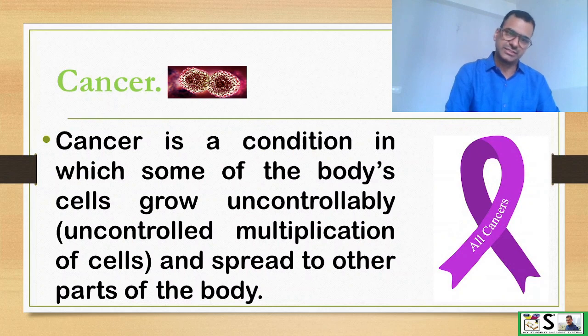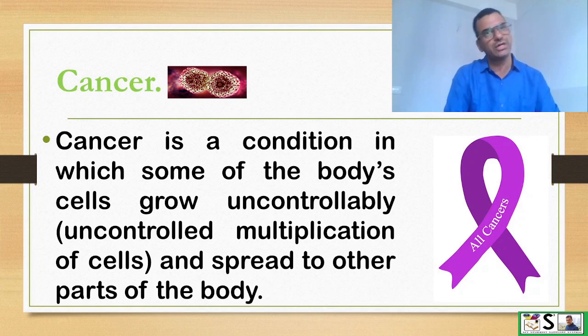Let us discuss what is cancer. Cancer is a condition in which some of the body cells grow uncontrollably. Means our body doesn't have control on that multiplication. In other words, we can say there is uncontrolled multiplication of cells, and these cells spread to other parts of the body as well.